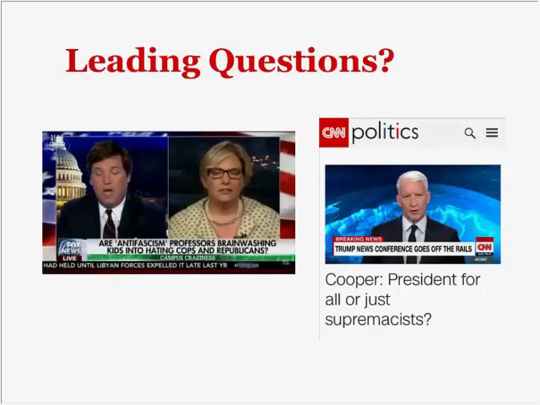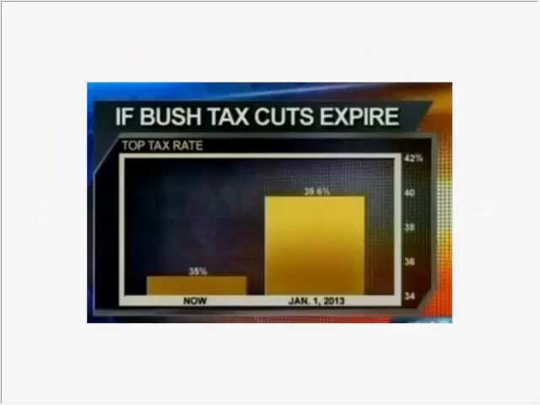Another technique that they use without actually saying something is they'll ask a leading question. They're not leading the witness, they're leading the viewer. So, for example, are anti-fascist professors brainwashing the kids into hating cops and Republicans? That's part of the campus craziness story. Or the CNN website, is Cooper saying it's the president for all or just supremacists? Now, he may not actually address that, but it's enough to make you, as the viewer, think that maybe, hey, the president's just, you know, for supremacists or whatever they are trying to get you to think.